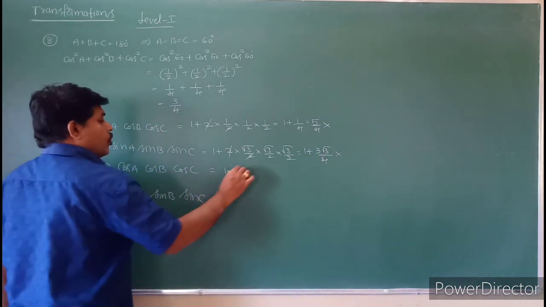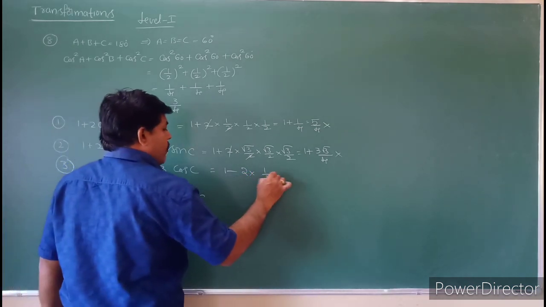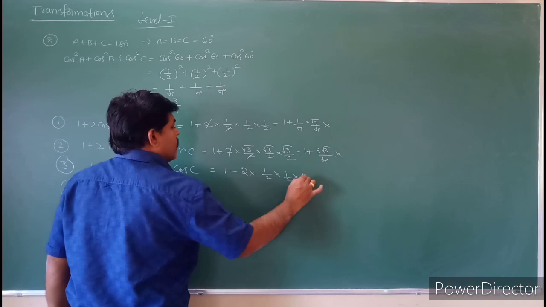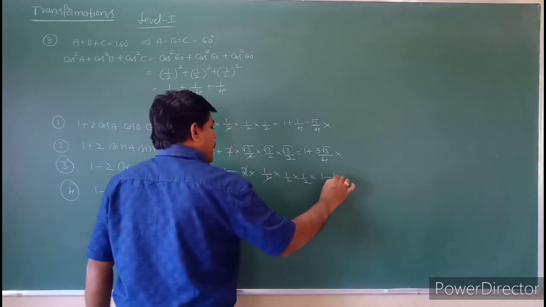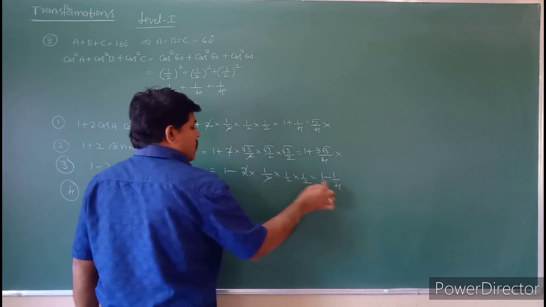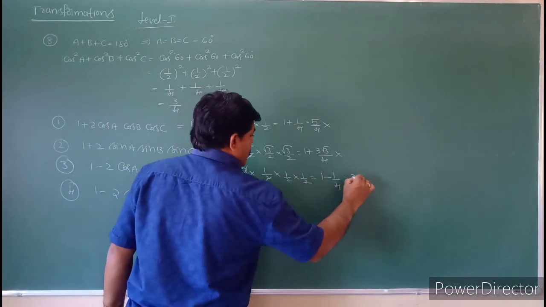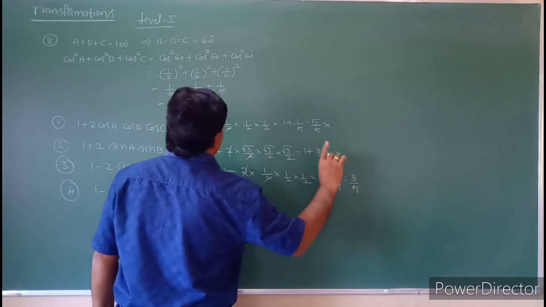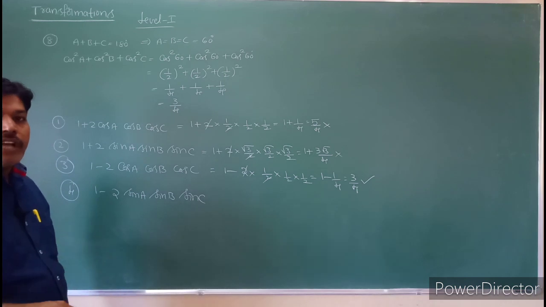So next, see the next one. 1 minus 2 into cos 60, which is nothing but 1 by 2, into 1 by 2, into 1 by 2. So 2 will be cancelled. It will become 1 minus 1 by 4. Take the LCM, it will become 3 by 4. Maybe it is the answer. Okay, so check the fourth option also.